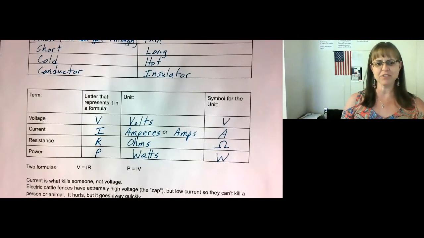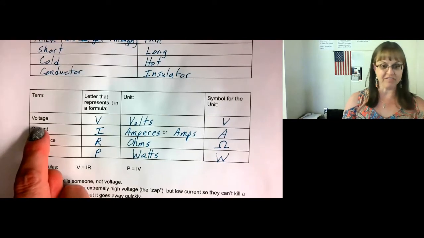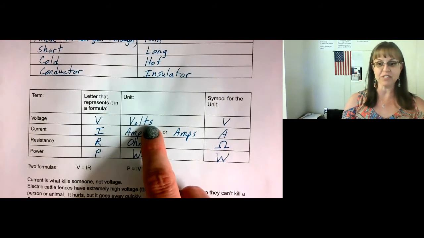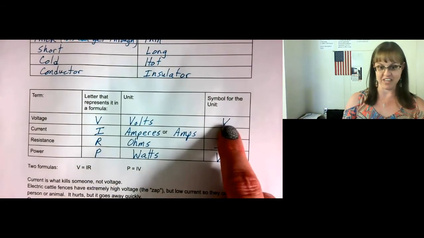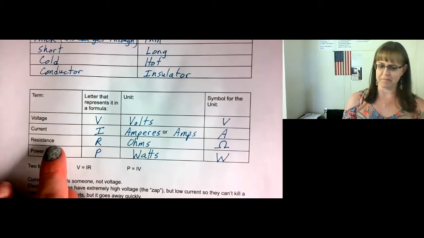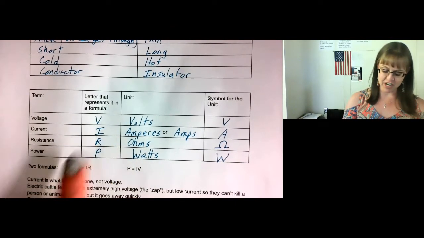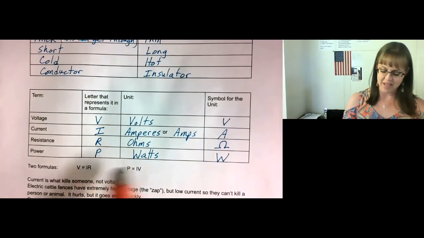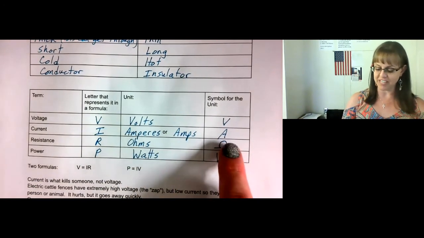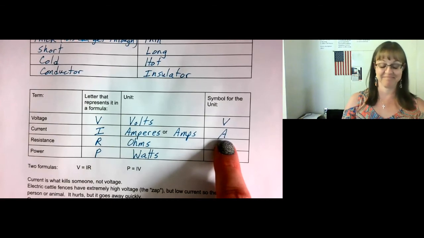Now let's look at the symbols and the unit for each item. First we have voltage. It's the letter V, it stands for volts, and the symbol is V. So at least that makes it easy. Current's the weird one. The letter I means current in a formula. Current is measured in amperes or amps, which is abbreviated A. Oh well.